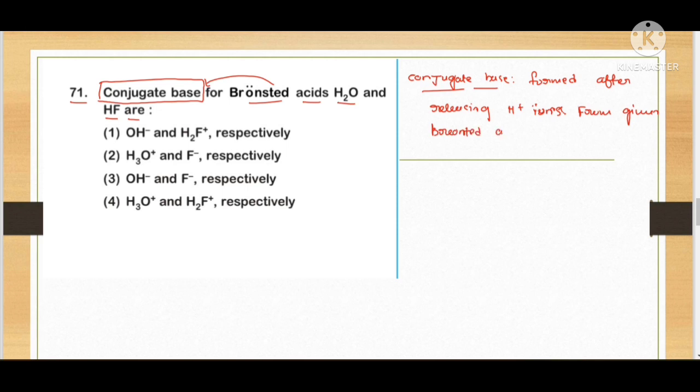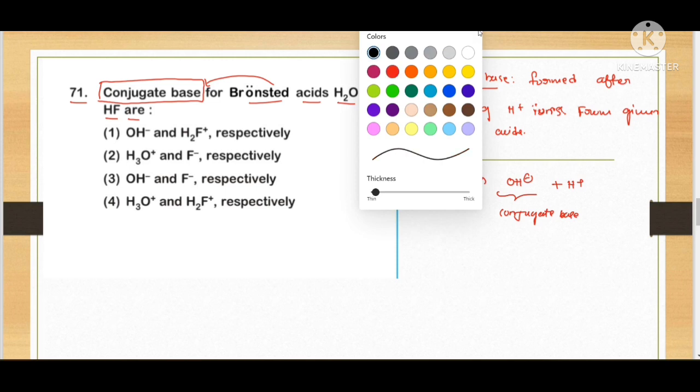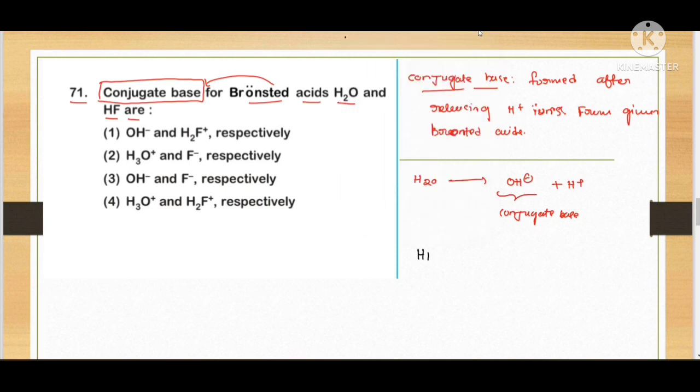the given Bronsted acids. Let us write the equations for water and HF. Water: according to the conjugate base, you have to lose one proton. That means by losing one proton, you get OH minus. This is called the conjugate base of water. Now let us write the reaction for HF. HF, by losing one proton, that means H plus, we are left with F minus. This is the conjugate base for HF.